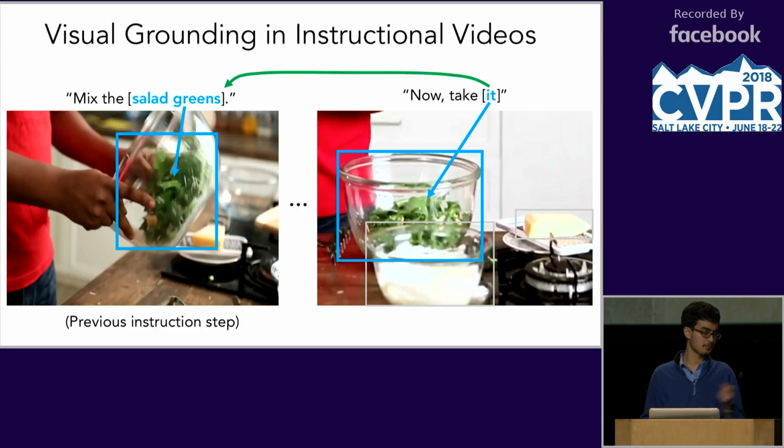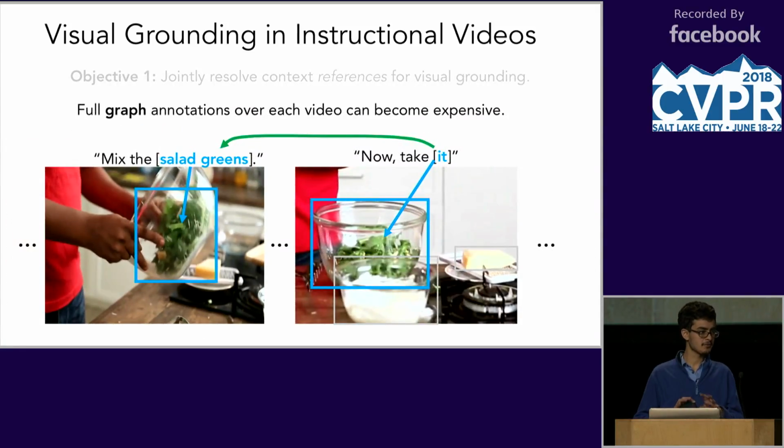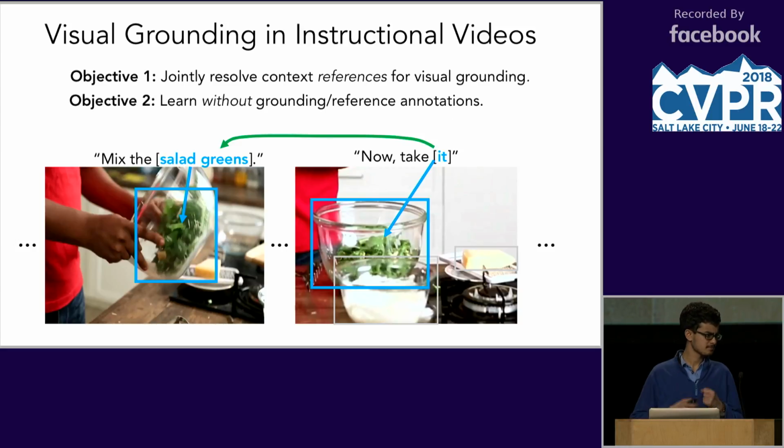Now that we know that it refers back to salad greens, we can disambiguously map it to that particular bounding box. So our first objective is to jointly resolve contextual references for visual grounding. Now, we can think of this sort of structure as kind of like a graph overall structure with nodes and edges. And in order to do fully supervised learning, we have to annotate these full graphs over videos, and this can get very costly. So our second objective is to try to find a way to learn how to infer these graphs without any grounding or reference annotations during training.